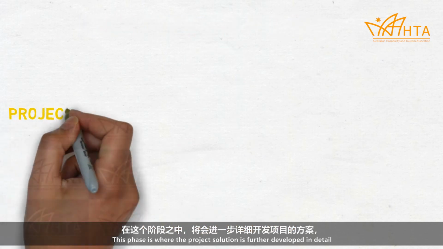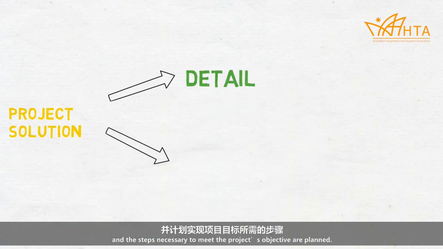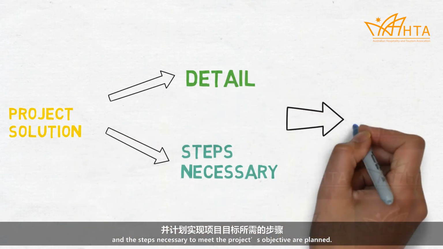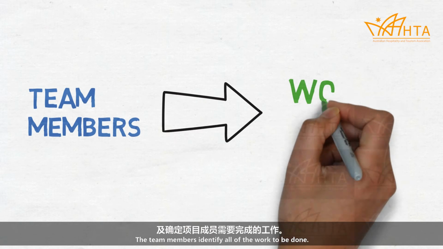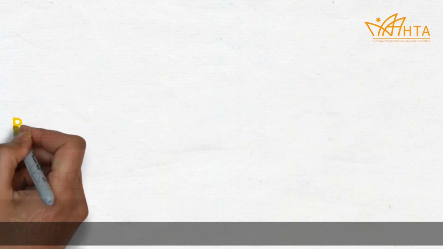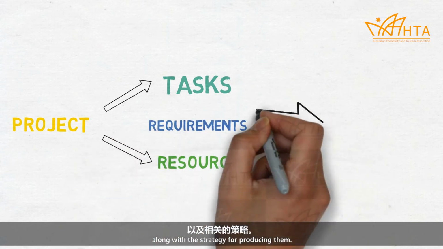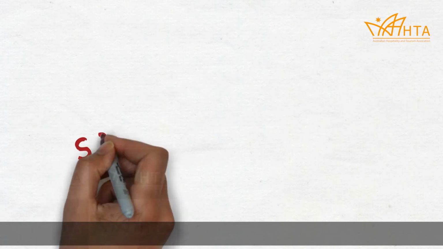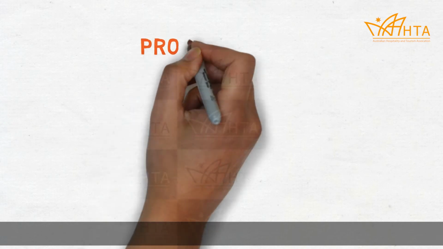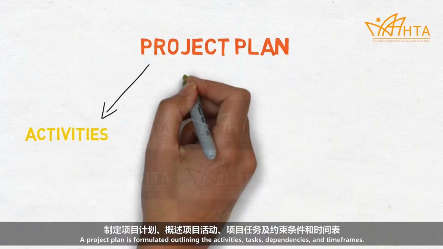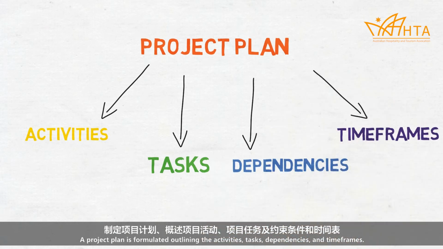This phase is where the project solution is further developed in detail, and the steps necessary to meet the project objective are planned. The team members identify all of the work to be done. The project tasks and resource requirements are identified, along with strategies for producing them. This is what we discussed earlier: scope management. The project plan is formulated, outlining the project activities, tasks, dependencies, and time frame.